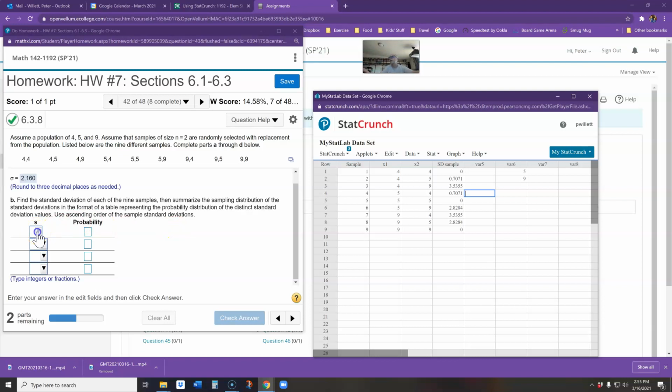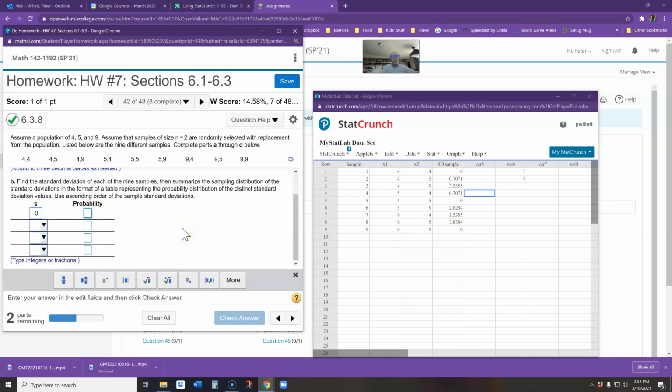So the lowest one is a 0. So I would go over here and say that the lowest one is a 0. Now they want the probability that if you pick one of these 9 samples at random, you would end up getting one that had that standard deviation. And they want those typed as a fraction. So what is the probability? Well, there are 3 out of the 9 possibilities. Now, it doesn't say to simplify it, so I could just do 3/9, but I can't help myself but simplify that to 1/3. Let me try leaving it 3/9 and see if it works.